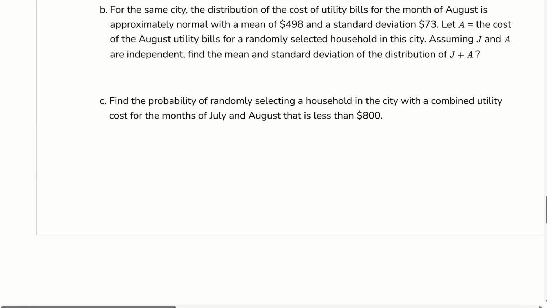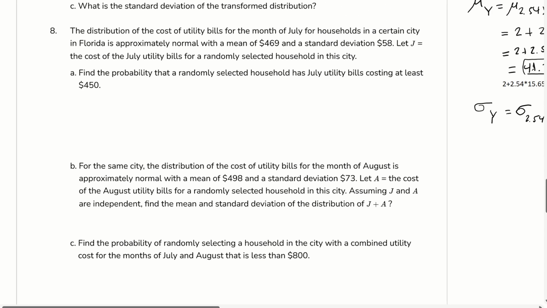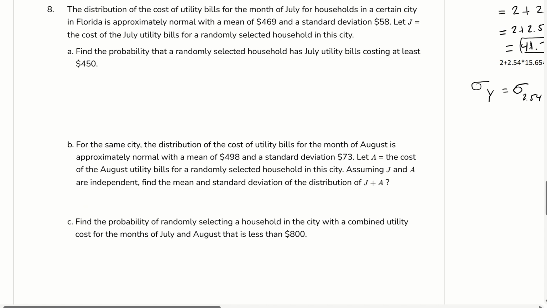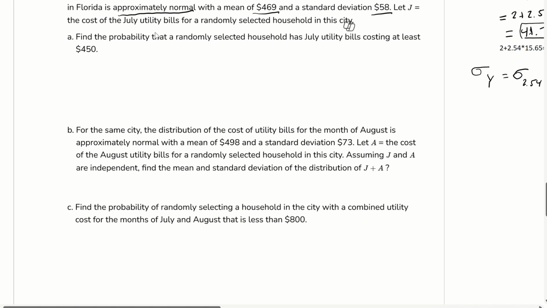All right, and then we're wrapping up with the last question. The distribution of the cost of utility bills for the month of July for households in a certain city in Florida is approximately normal with a mean of 469 and a standard deviation of 58. Let J equal the cost of the July utility bills for a randomly selected household in the city. Find the probability that a randomly selected household has July utility bills costing at least $450.